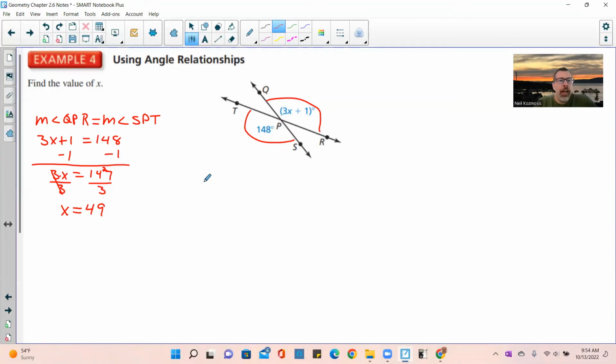I'm not done yet. I should always check. So the measure of angle PQR, 3x plus 1, should equal 148 degrees, and I substitute in the x that I solved for. 9 times 3 is 27, carry the 2, 4 times 3 is 12, plus 2 is 14. 147 plus 1 does in fact equal 148.